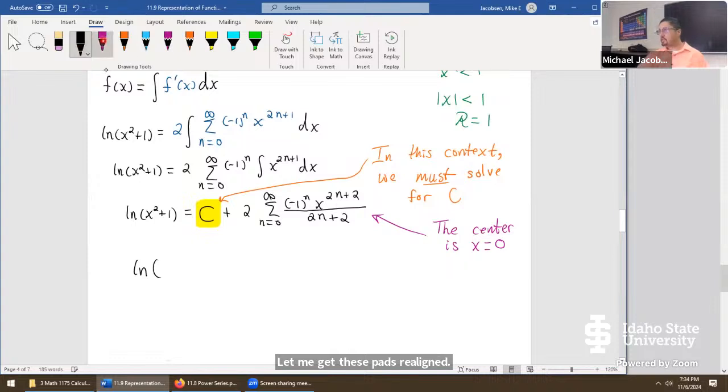Natural log of the center should go in on the left: 0 squared plus 1 equals the constant c we're solving for plus 2 times 0. We just killed this power series completely, because if we're plugging in x equals 0 right here, every single term is 0 altogether.